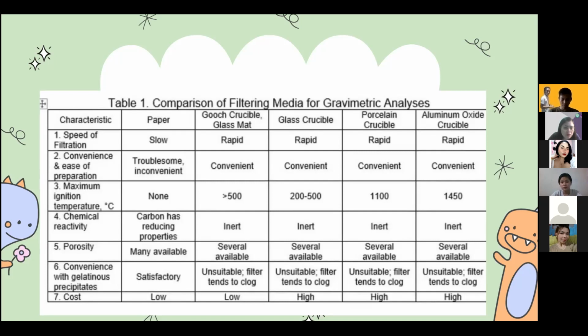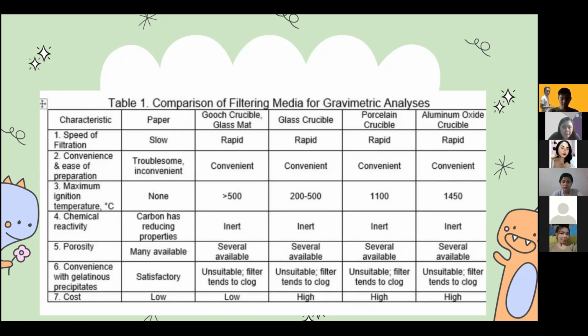When it comes to their speed of filtration, they are both rapid. In convenience and ease of preparation, both are convenient to use. But the maximum ignition temperature is not the same. Porcelain crucible can be used up to 1,100 degrees Celsius, while aluminum oxide crucible can be used up to 1,450 degrees Celsius. For chemical reactivity, both are inert, meaning they don't react to the chemical being filtered.